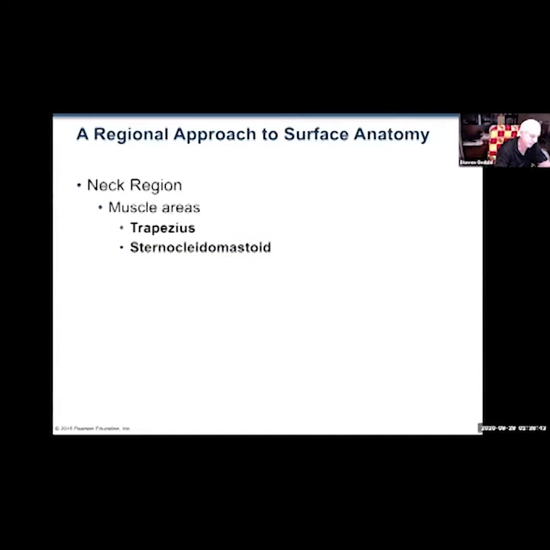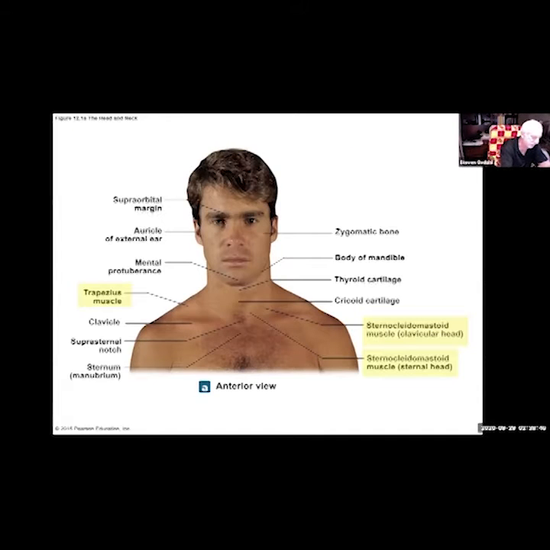Okay? So here's the trapezius muscle. Again, it wraps around from behind, it goes over the neck. That's the attachment of the trapezius muscle. And the sternocleidomastoid comes from the mastoid process here. The clavicular head connects to the clavicle, and the sternal head connects to the sternum. This whole muscle has two connection points here. Okay, so it's called the sternocleidomastoid.